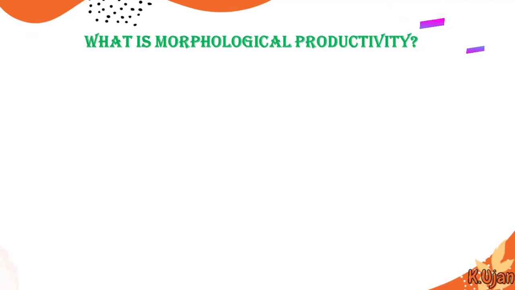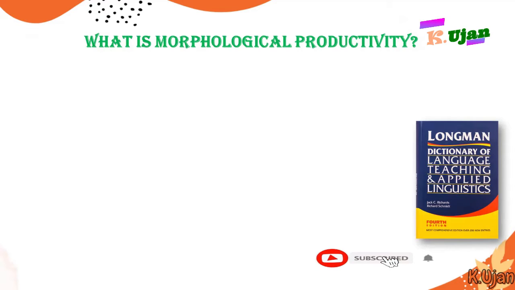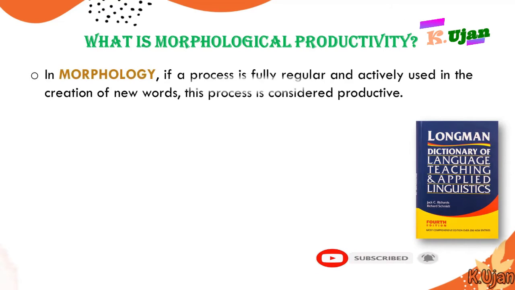Here is the definition of morphological productivity. This definition is taken from the book Longman Dictionary of Language Teaching and Applied Linguistics, which is one of the recommended books for students of linguistics. In morphology, if a process is fully regular and actively used in the creation of new words, this process is considered productive. So, if there is regular use of new words in any language, there is morphological productivity of the language.